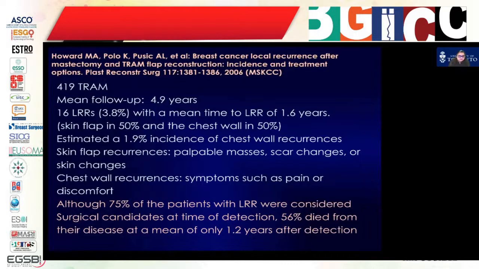So they can occur on the chest wall, which are difficult to detect, and sometimes in the skin flap, which are obviously quite easy to detect. They present as palpable masses, scar changes, skin changes just like you would see in a DIEP.